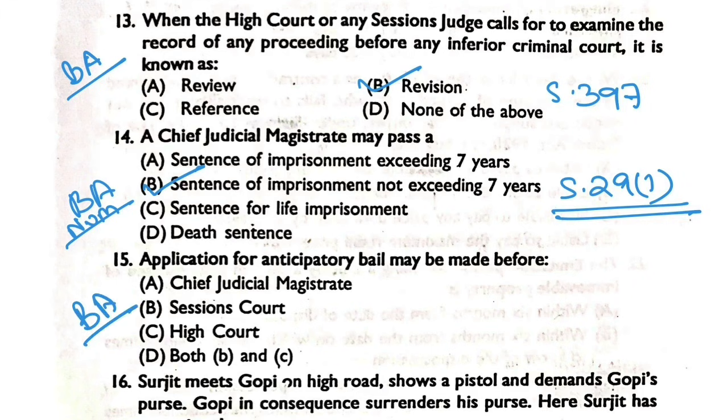Now question 15 says, application for anticipatory bail made before which court? You've done the bare act, you should know it, that it's before both A and B court. We also have a video on anticipatory bail, which you guys love, and I will link that also on your screen.